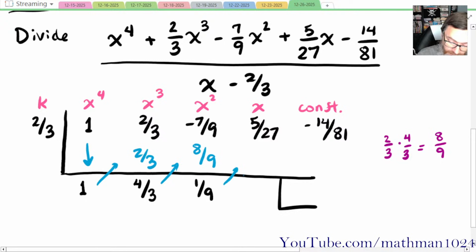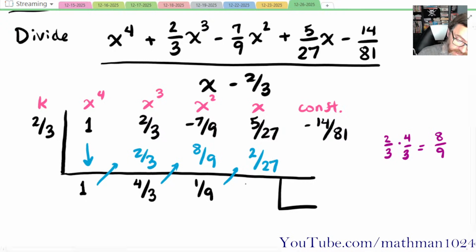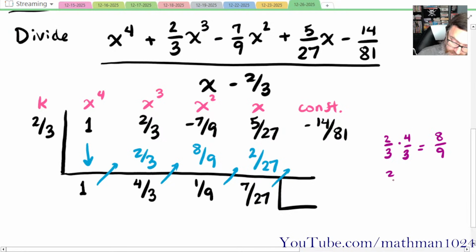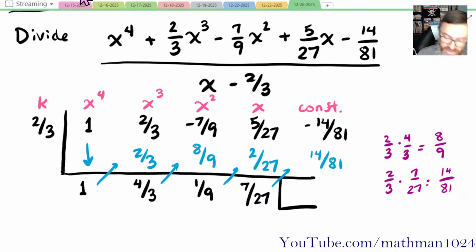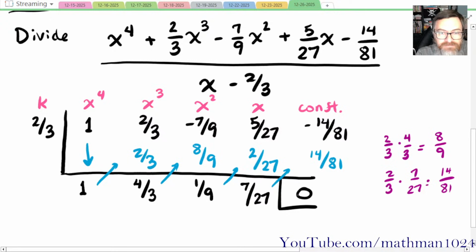Now times the k value again. 2 times 1 is 2. 3 times 9 is 27. Oh, sweet. Another common denominator. That's awfully nice. So 7/27. One last time. So we have 2/3 times 7/27. 2 times 7 is 14, and 3 times 27 is 81. So we have a positive 14/81. So when you combine these guys, you have a remainder of 0. That's kind of cool. It goes in evenly.